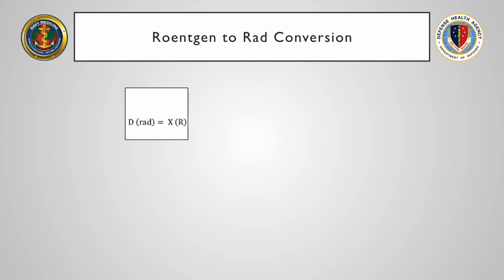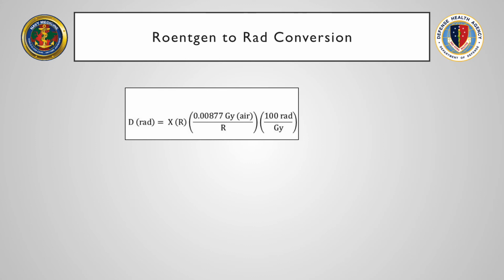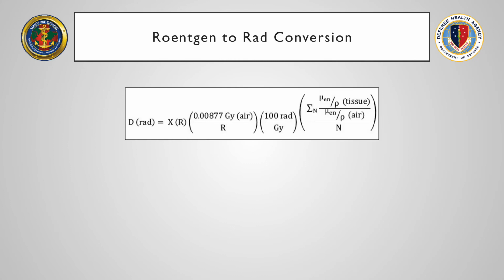If we have that exposure in Roentgens that we want to convert to a dose in rads, we'll first start by using the value we just calculated, 0.00877 grays in air per Roentgen. We can easily take that further by just converting grays to rads by multiplying by 100. But then we need to convert from a dose in air to a dose in tissue, and that's done by analyzing the mass energy absorption coefficients, which is what this next group of units looks like.